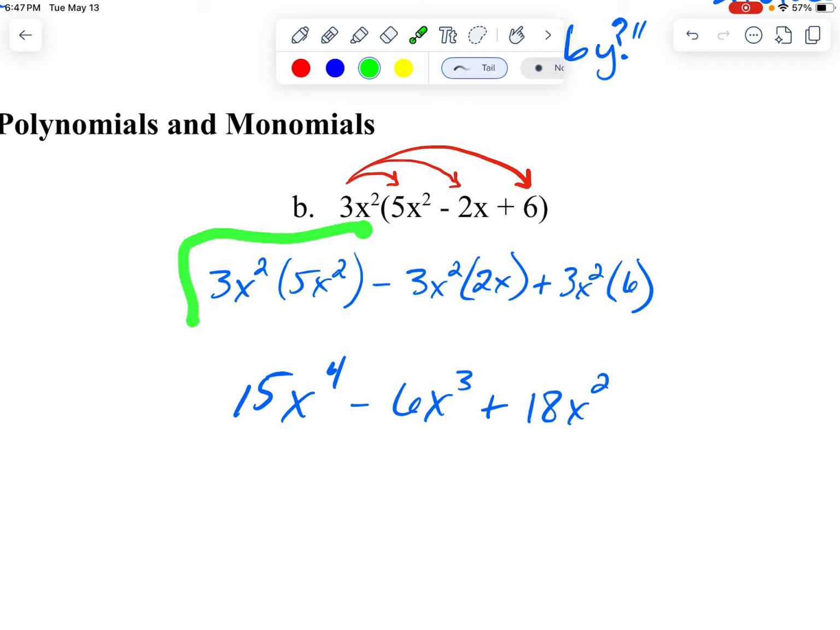When we go through and do this multiplication, so 3x squared times 5x squared, again, just think about my numbers, so 3 times 5 is 15, x squared times x squared is x to the 4th. For some reason, students often want to put 15x squared here, even though we've got x squared times x squared, which would be 4 total x's. Pretty straightforward going on. I've got 3x squared times 2x, so that's going to be 6x to the 3rd, and my final term would be 18x squared.